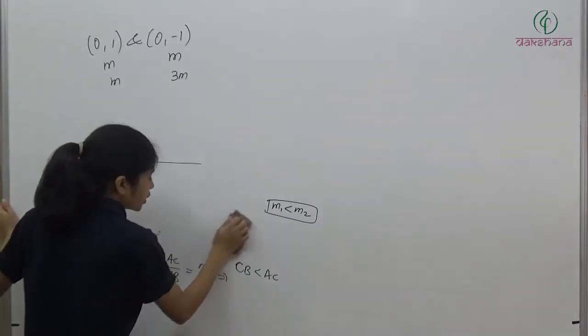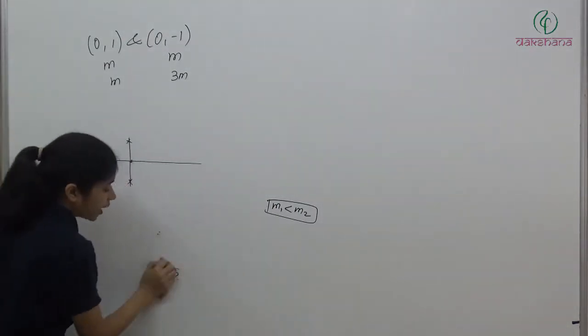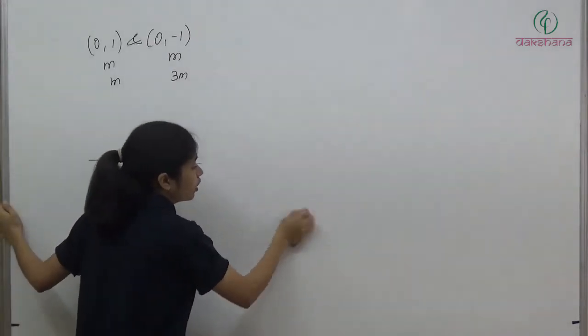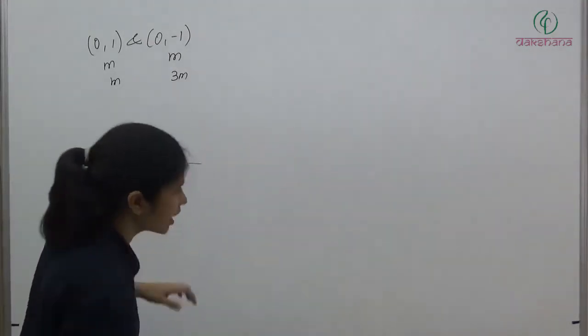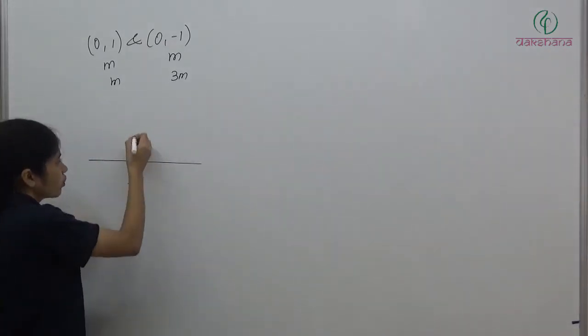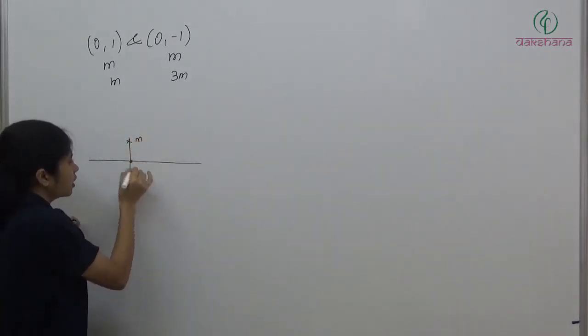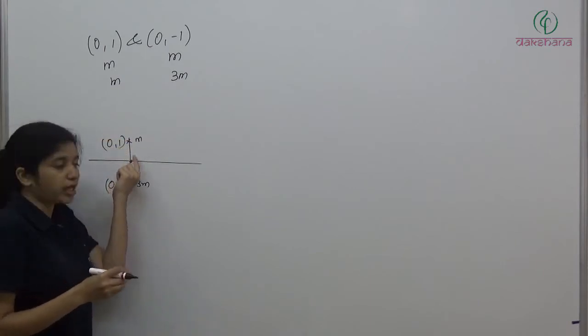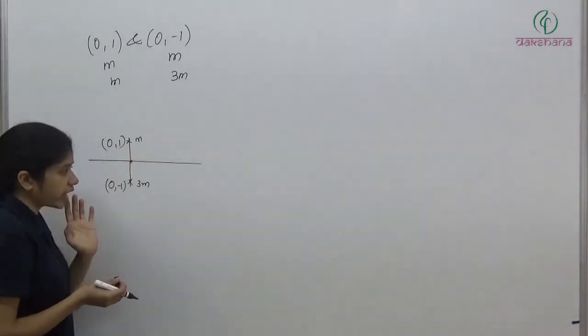So now here, instead of m and m, we are taking m and 3m. So on one side we have more mass. So now the center of mass will get shifted towards this. Here we have m, here we have 3m. This is (0, 1) and this is (0, -1). So now the center of mass will not lie here, it will lie somewhere here. So can we calculate that?